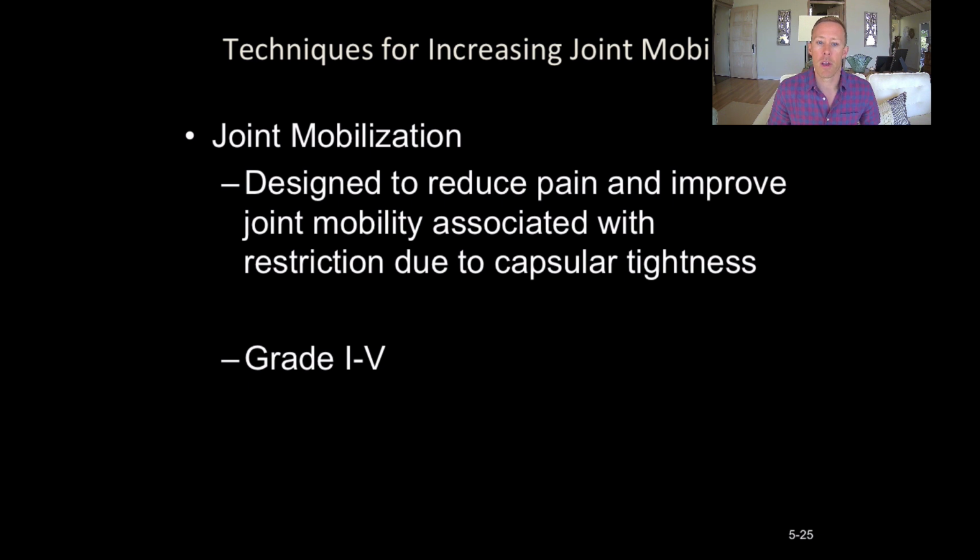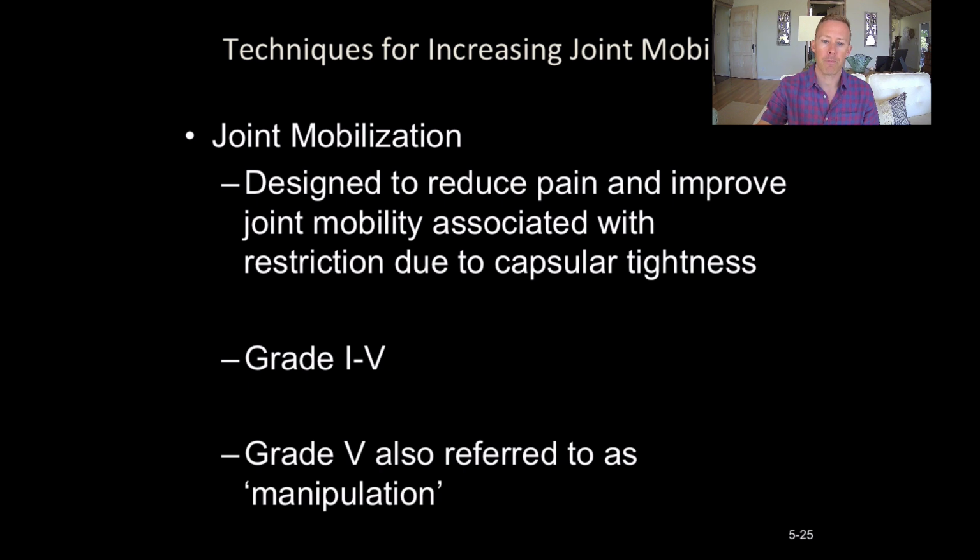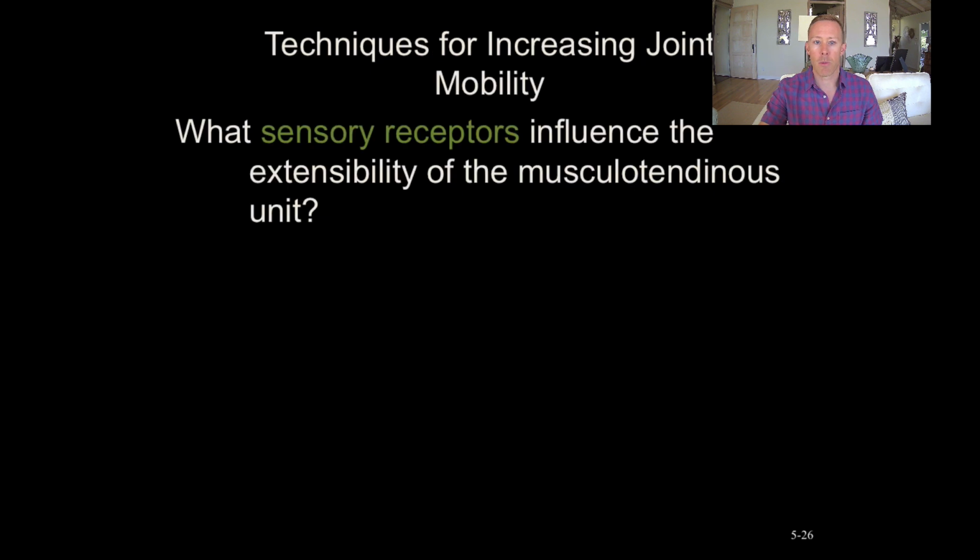But there are also mobilizations below that, grades 1 through 4, which are not popping the joint, and they're just sort of oscillating, kind of wiggling the joint. And this is what I end up doing most of the time with people, but they help reduce pain and improve mobility. And 1 through 4, they have different characteristics. We won't jump into that, but just know they're out there. Again, grade 5 is referred to as a manipulation. Okay, so those are some ways to increase joint mobility.